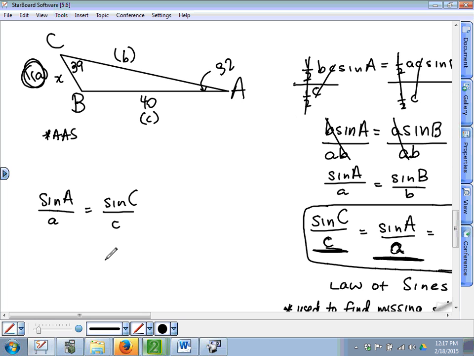You guys with me? Why are we not using anything with B? Do we know angle B? Do we know side B? So we wouldn't use any of them because we don't know either of those.